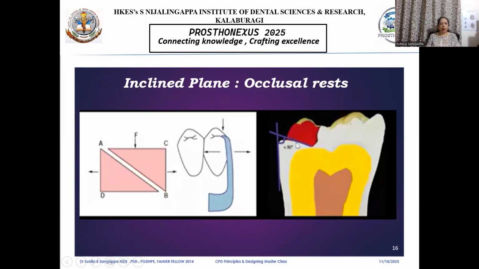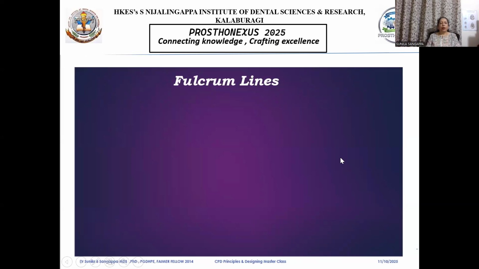Or else, if it is more than 90 or above, what happens? It magnifies the stress that is transmitted to the abutment teeth. Next, going ahead to the fulcrum lines. These are definitely seen in distal extension partial dentures, and hence it is challenging to design distal extension RPDs, while in cases of tooth-supported RPDs, it is rare that we appreciate the rotational forces.